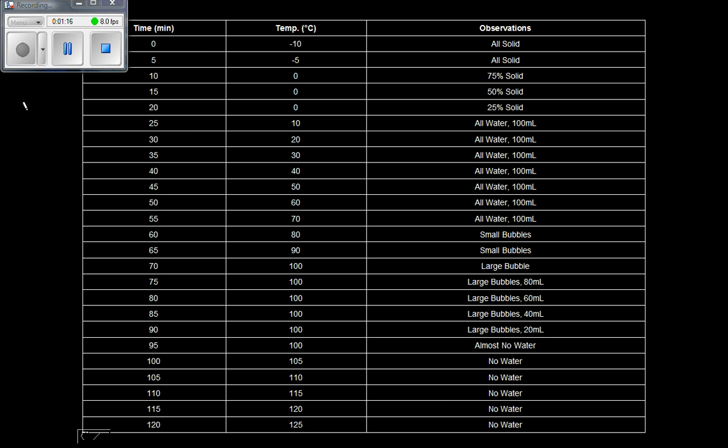Here's the data table that we used to create the heating curve we'll see in just a moment. In this case, we started with solid ice, water, H2O, and eventually turned it into water vapor, or water gas. As you can see, in addition to the time and temperature columns, we also have an observation column. The observations are important for being able to figure out what is happening with the substance as the temperature changes.